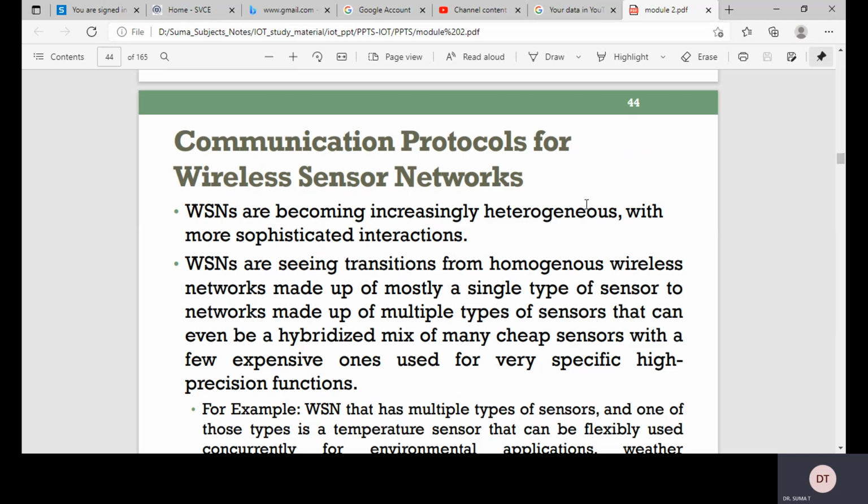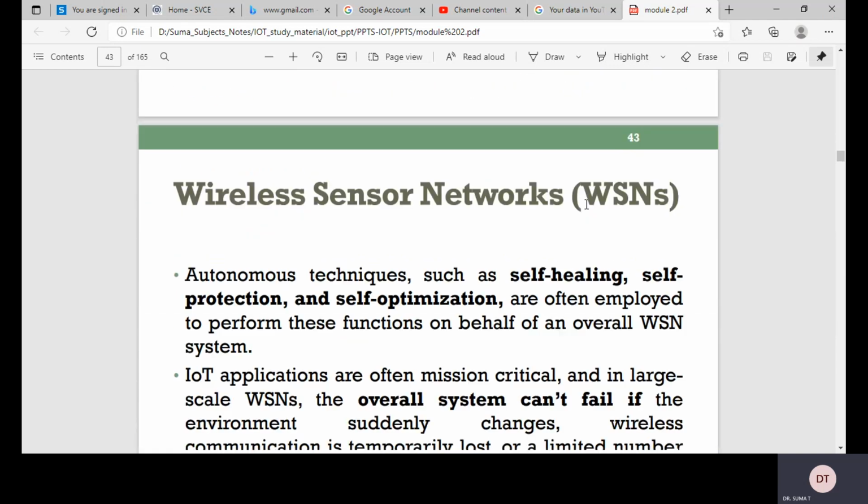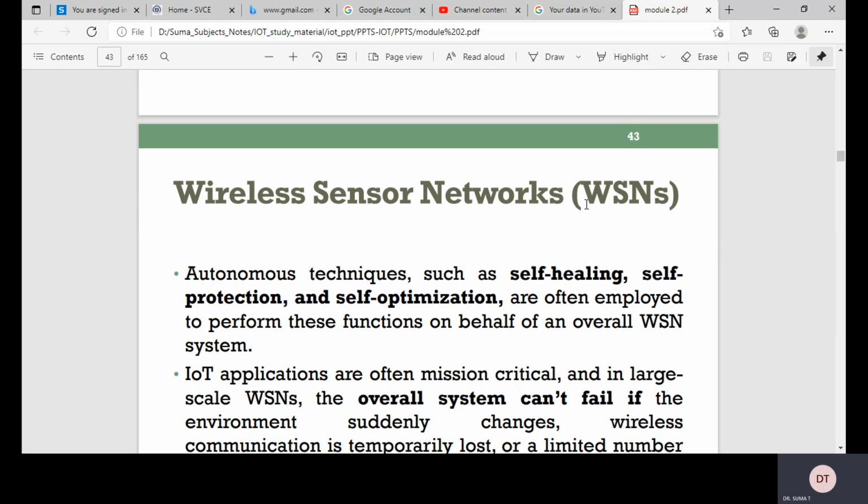This is all about how IoT networks are going to use the different sensors, actuators, and wireless sensor networks, becoming increasingly heterogeneous with more sophisticated interactions. That is all about wireless sensor networks, actuators, and sensor networks.